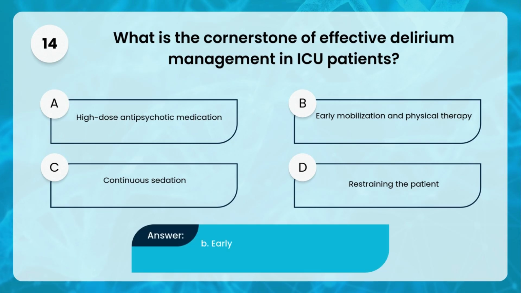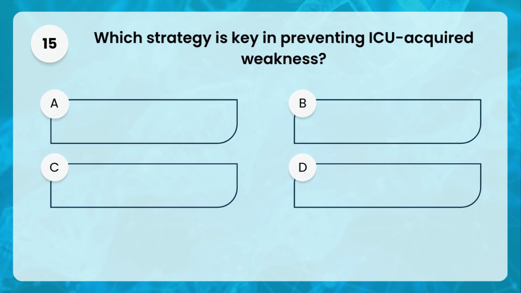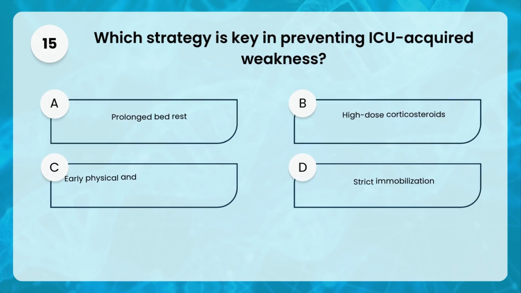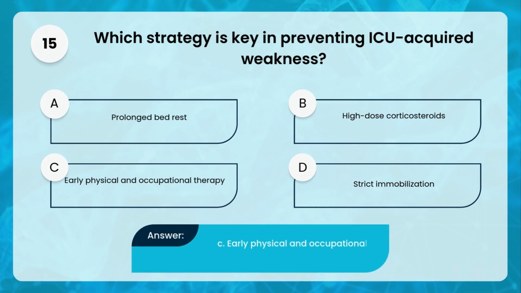The answer is B. Early mobilization and physical therapy. Number 15. Which strategy is key in preventing ICU-acquired weakness? A. Prolonged bed rest. B. High-dose corticosteroids. C. Early physical and occupational therapy. Or D. Strict immobilization. The answer is C. Early physical and occupational therapy.